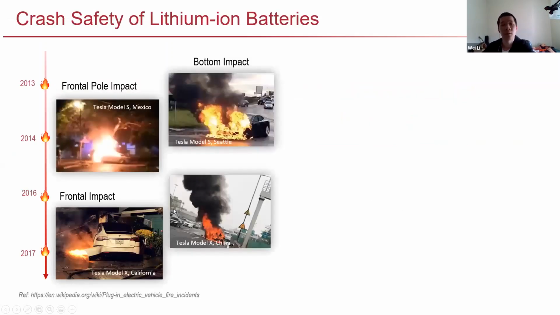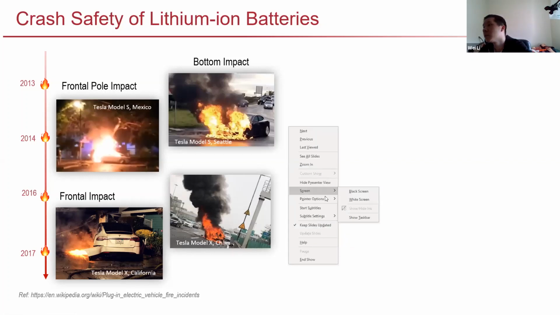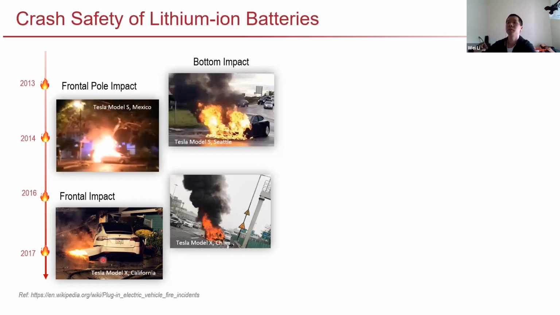The background of our research is about the crash safety of lithium-ion batteries. As you see here, you may find many crash accidents of electric vehicles. I listed 4 of them. In all these cases, we can see there's a severe mechanical deformation. And this will potentially damage the battery and lead to fire and explosion.